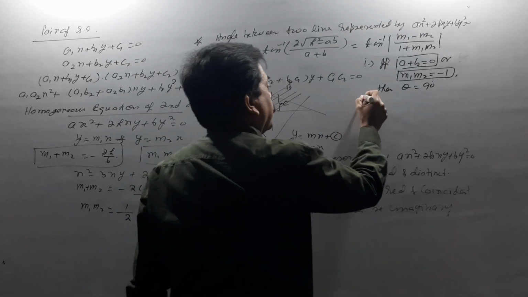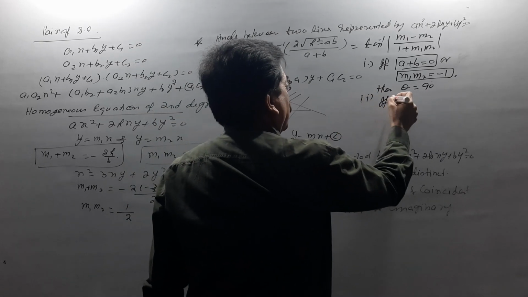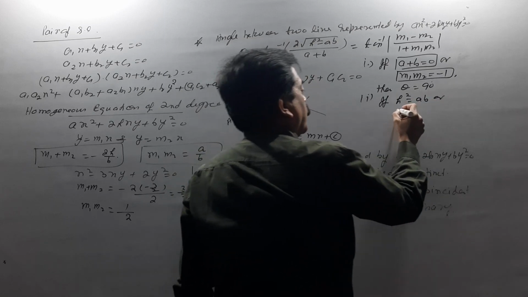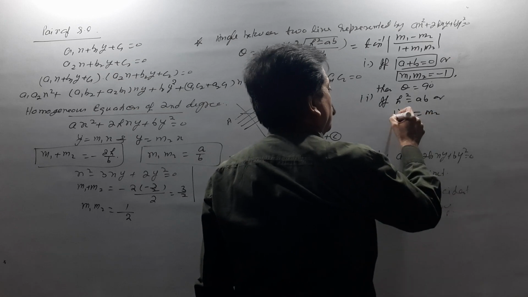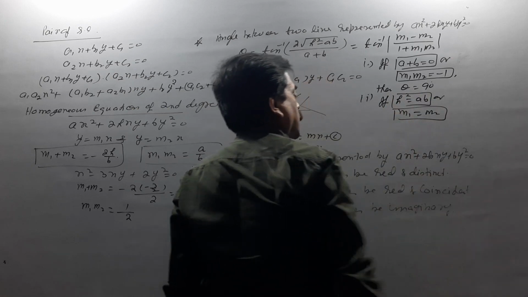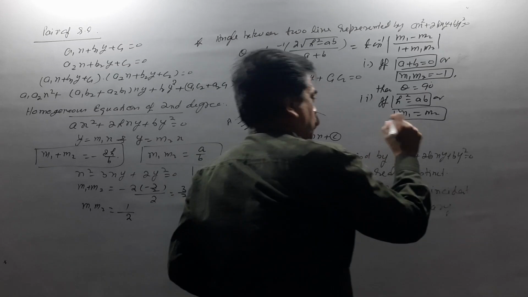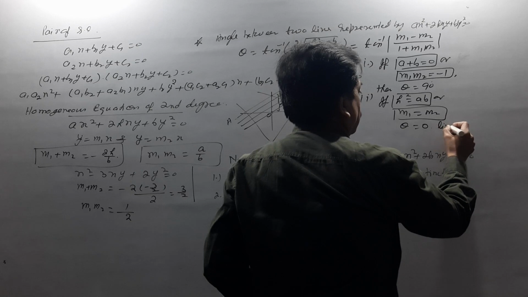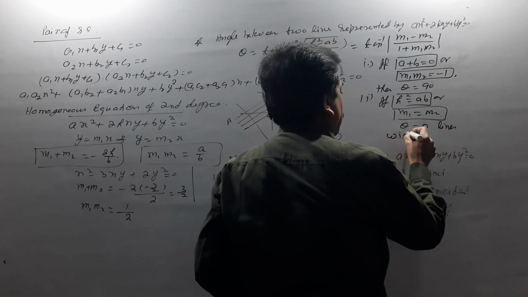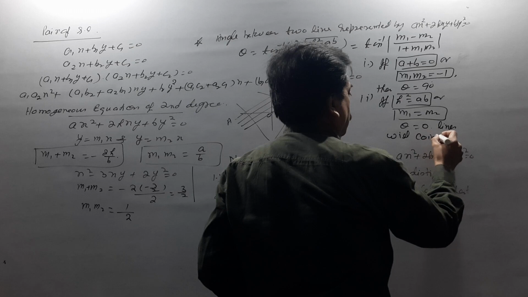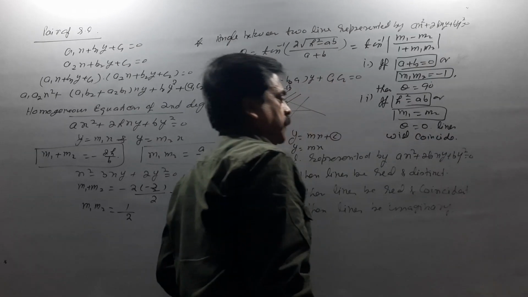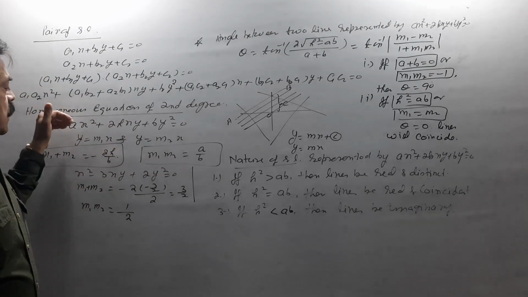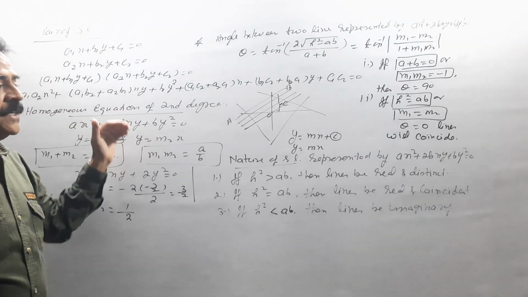Second thing, if h square equals ab or m1 equals m2, then the two lines are parallel or coincident, theta equals 0 and the lines will coincide. In this case, the homogeneous equation of second degree is representing two lines.